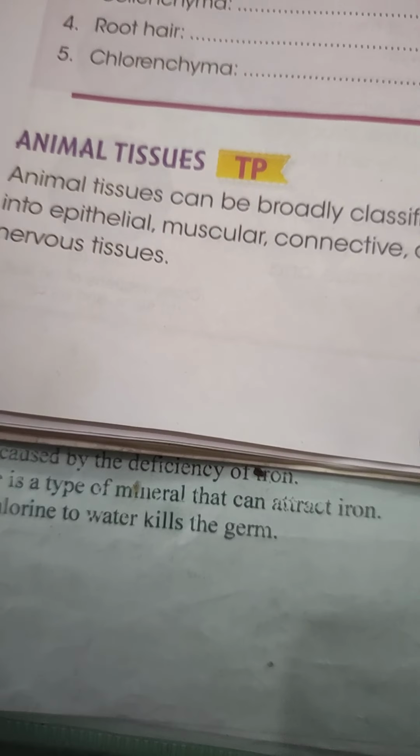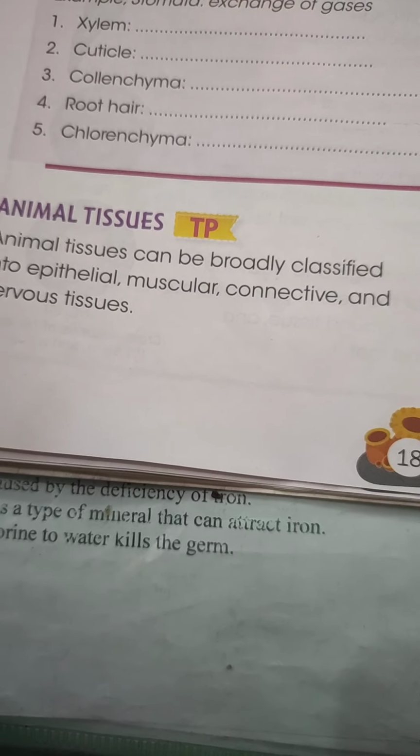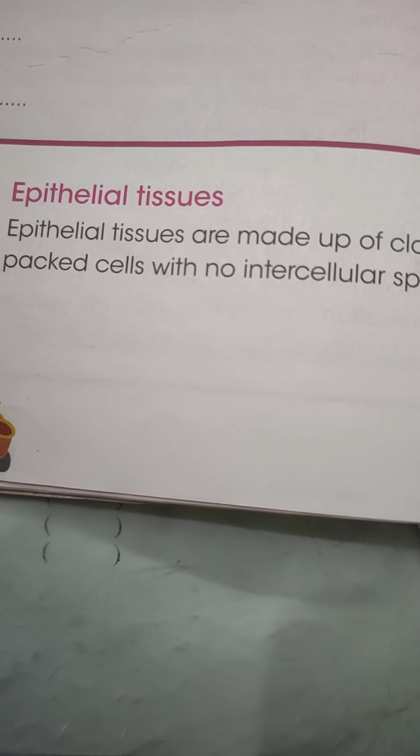Animal tissues are broadly categorized into four categories: epithelial tissue, muscular tissue, connective tissue, and nervous tissue. Now let's start with epithelial tissue. Epithelial tissues are the tissues which make the outer covering, the protective covering.